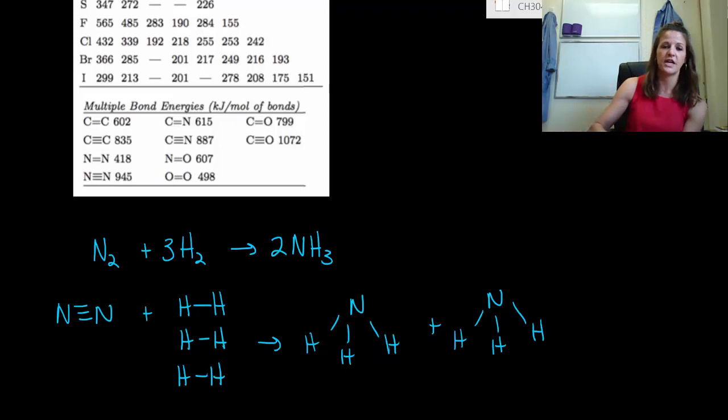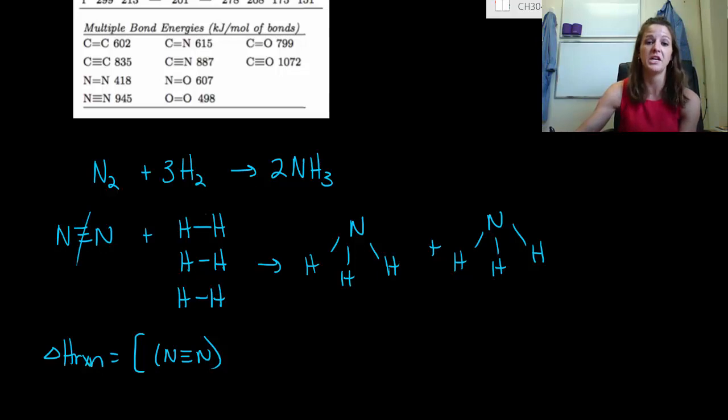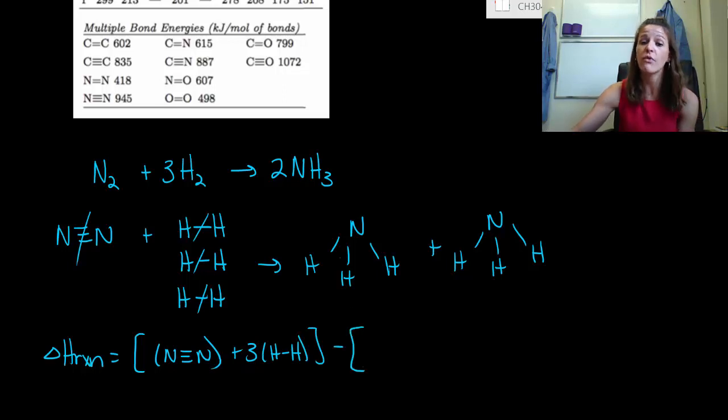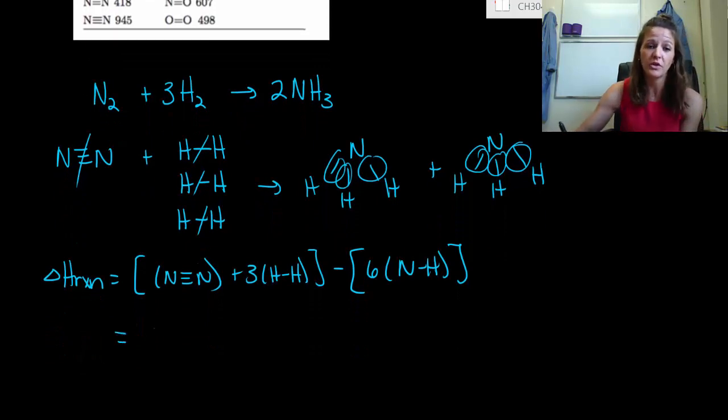All right, so we have our chemical equation. Then we've drawn our structures. Now we need to come up with our delta H reaction, just our base equation here. So bonds broken minus bonds formed. So the first thing we do is we absolutely have to break that triple bond, and then we need to break 1, 2, and 3 of our hydrogen-hydrogen bonds. Okay, then we're forming 1, 2, 3, 4, 5, 6 NH bonds. Okay, so now we need to plug in our values.